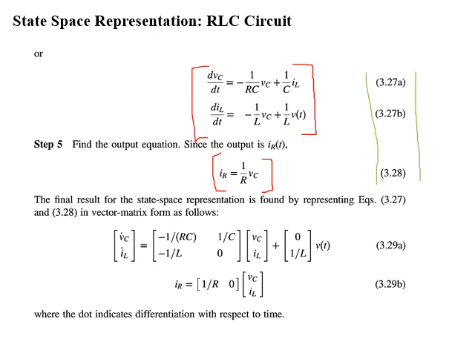As this RLC network is made up of linear components, so this state space model can also be represented in matrix form. Equation 3.29a represents state equation model in matrix form, where equation 3.29b represents output equation in matrix form.